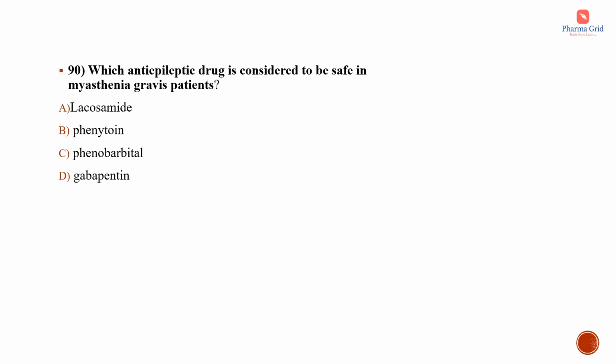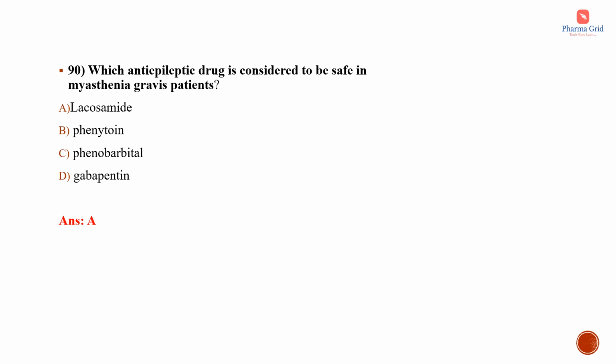Okay, so next question. Which anti-epileptic drug is considered to be safe in myasthenia gravis patients? The options are lacosamide, phenytoin, phenobarbital, gabapentin. So here the correct answer is option A, that is lacosamide. So what is this myasthenia gravis?